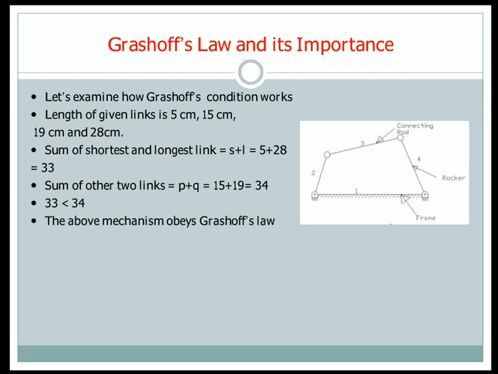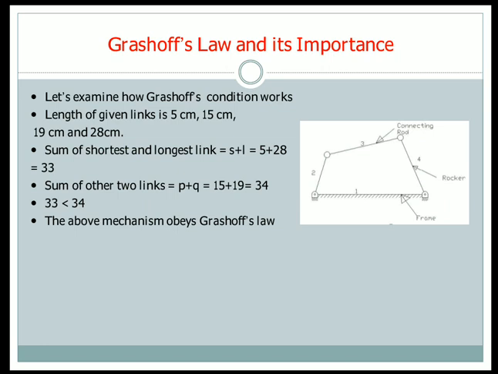So let us examine how the Grashoff's conditions works. So let us consider a 4-bar mechanism and the length of given links are 5 centimeter, 15 centimeter, 19 centimeter and 28 centimeter. So we have considered a 4-bar mechanism and the length of all the links are given. So we shall check for the Grashoff's law. Sum of shortest and longest link. So here in the given example, the shortest link length is 5 centimeter and the longest link length is 28 centimeter. So we shall add those two lengths.